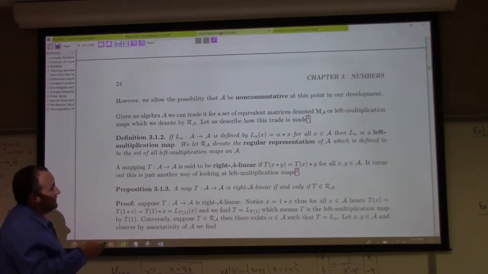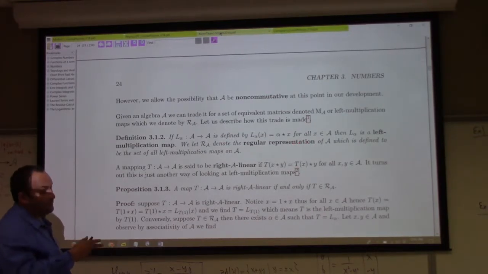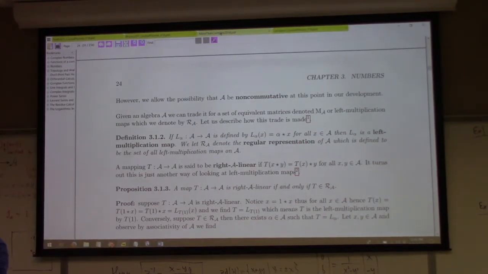But if you take the set of all left multiplication maps, that's called the regular representation. The matrix regular representation I was talking to you guys about a few minutes ago is simply the set of standard matrices of these regular representation maps.